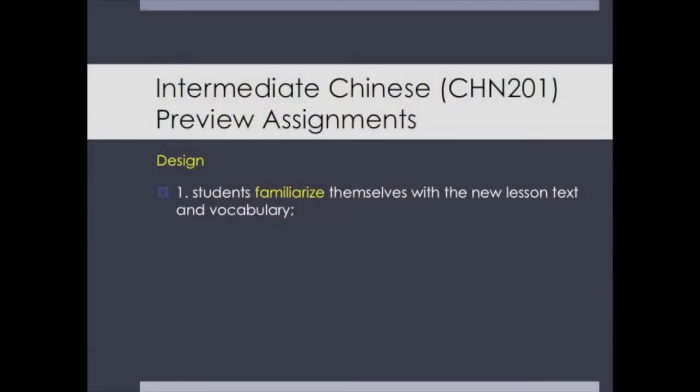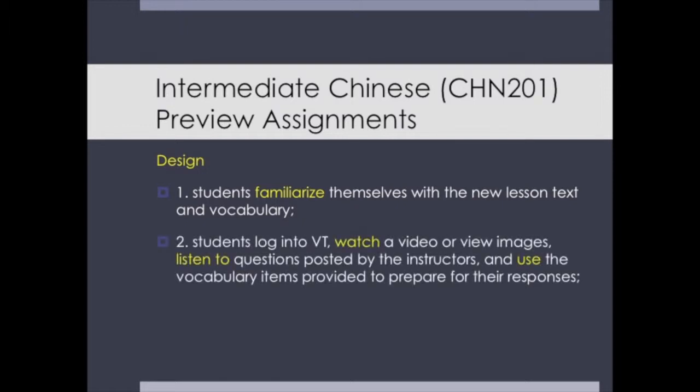So first of all, students need to preview the lesson vocabulary and also the lesson text. And then they log on to the VoiceThread. They have to watch the video, listen to the questions that we posted in the video, and then they prepare their answers based on the question and also the vocabulary that we provided on the slide, and sometimes also on the visual input that we included in the slide. They prepare their responses, and then they record their responses in the video format.